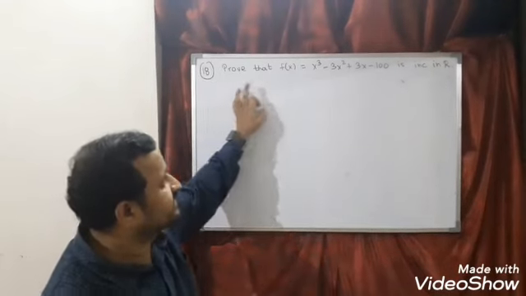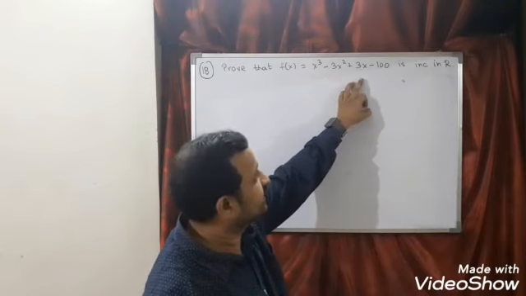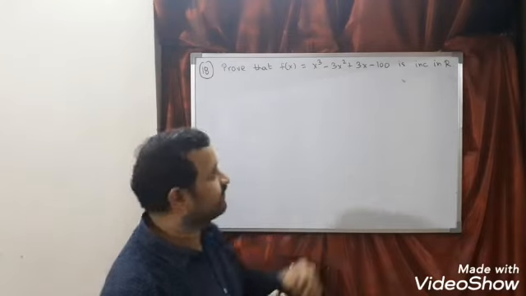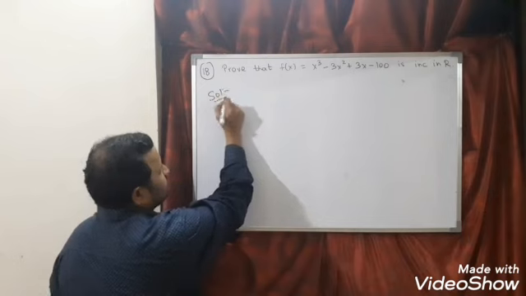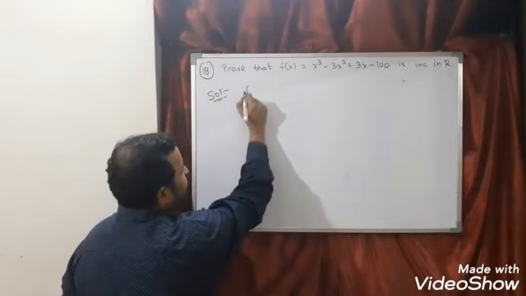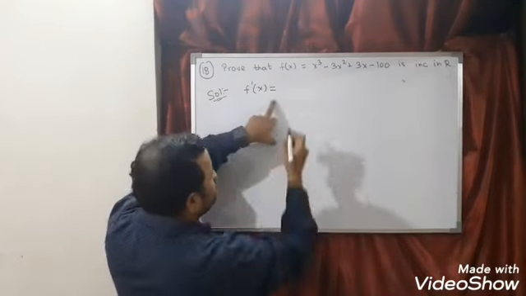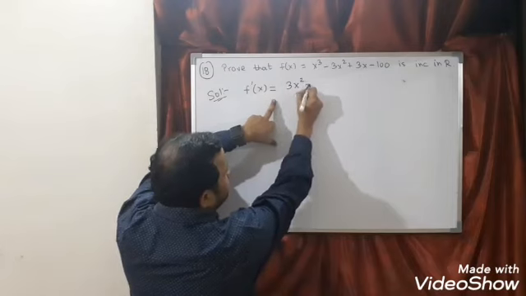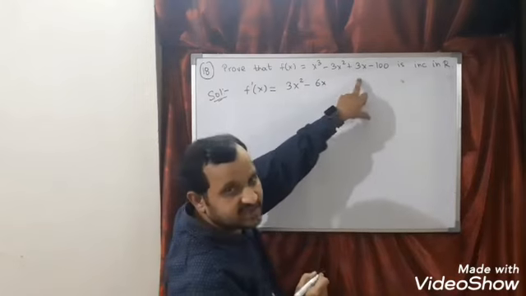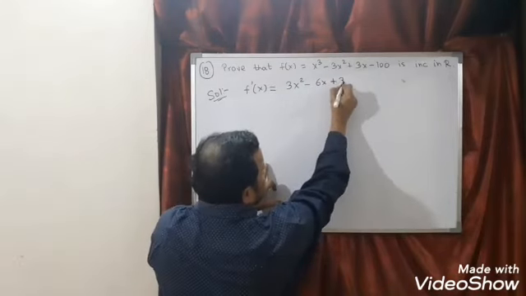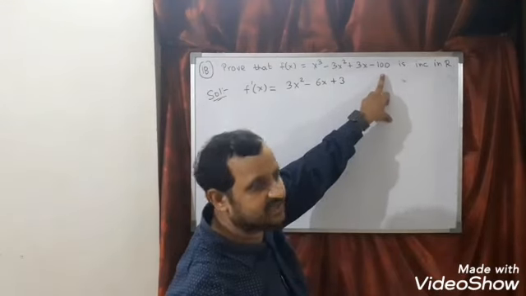Prove that f of x is equal to x cube minus 3x square plus 3x minus 100 is increasing in R. So again apply the working rule. First step is what? Find f dash x. So f dash x is equal to differentiation of x cube, it is 3x square, minus differentiation of x square, it is 6x, differentiation of 3x, it is 3. Differentiation of 100, since it is constant, differentiation of constant is 0.